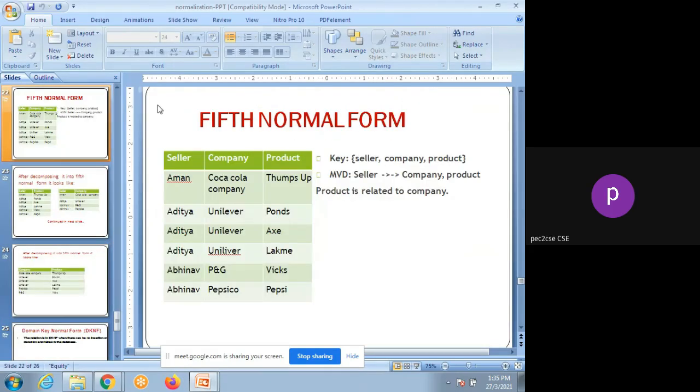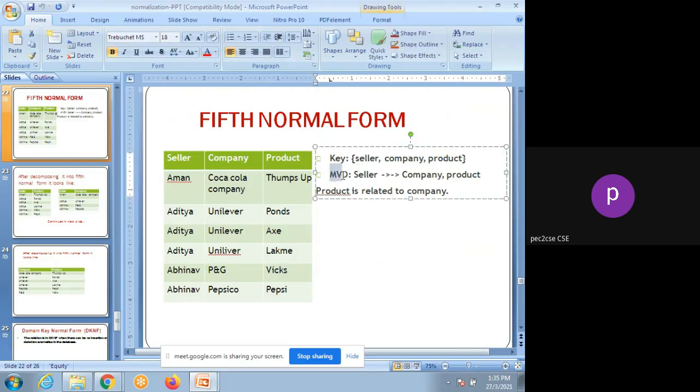And you can take this example. Multi-value dependencies are specified by double arrow. So what is MVD? MVD means multi-value dependency. Functional dependency is specified by single arrow. Multi-value dependency is specified by double arrow.